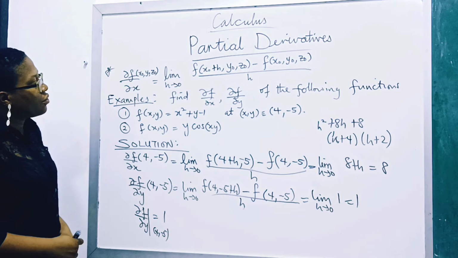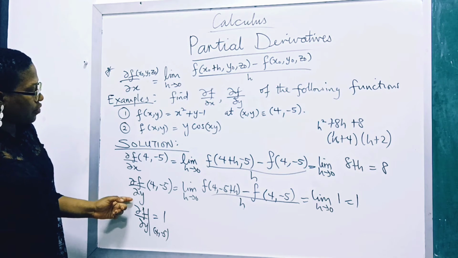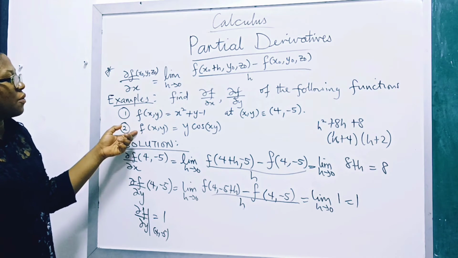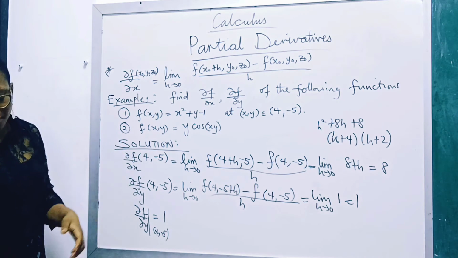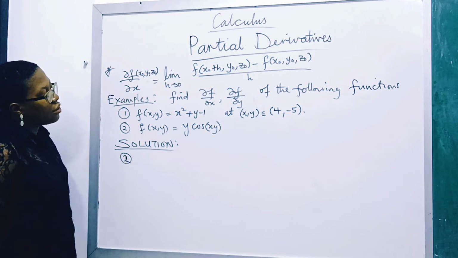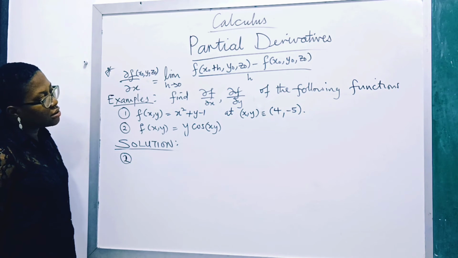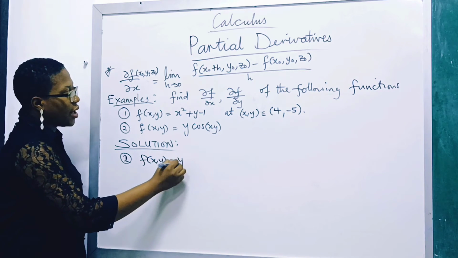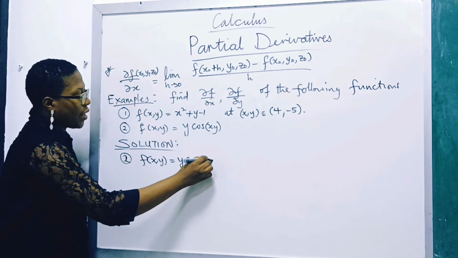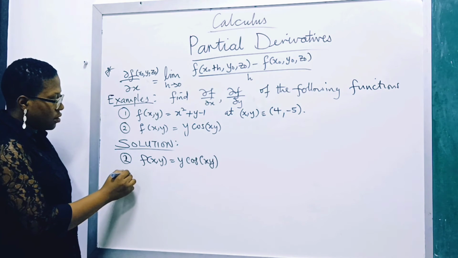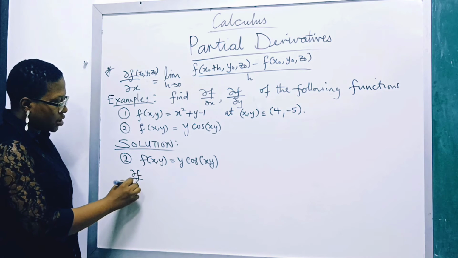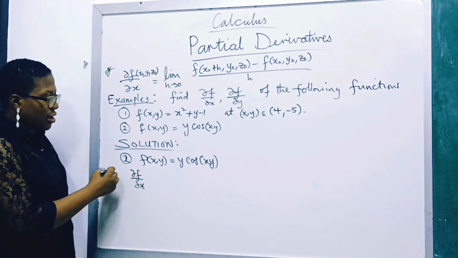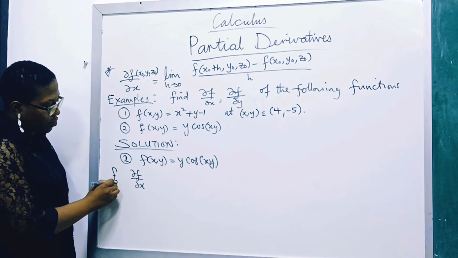Okay, the next question, we're just going to differentiate the same way we differentiated here. We're going to differentiate this one partially with respect to x and y, since we are not given any points. Solution number 2. We have that f of x, y is equal to y cos xy. So what is partial f by partial x? I want you to note that partial f by partial x can also be written as f subscript x.